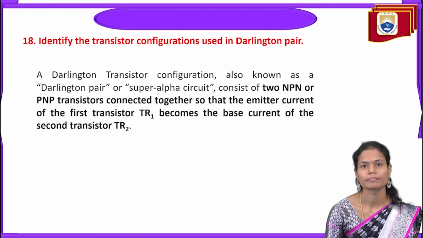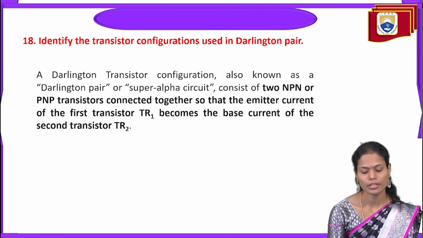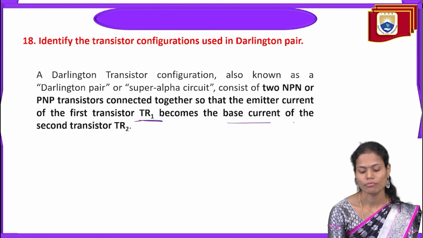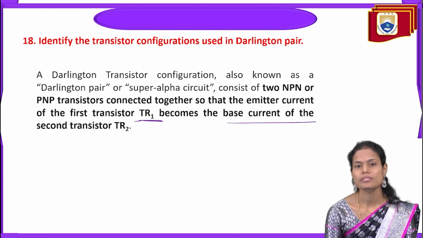And next, identify the transistor configurations used in Darlington pair. In the Darlington pair, we can utilize either two NPN transistors or two PNP transistors connected together so that the emitter current of the first transistor TR1 becomes the base current of the second transistor. That's why we can also treat it as a single transistor.